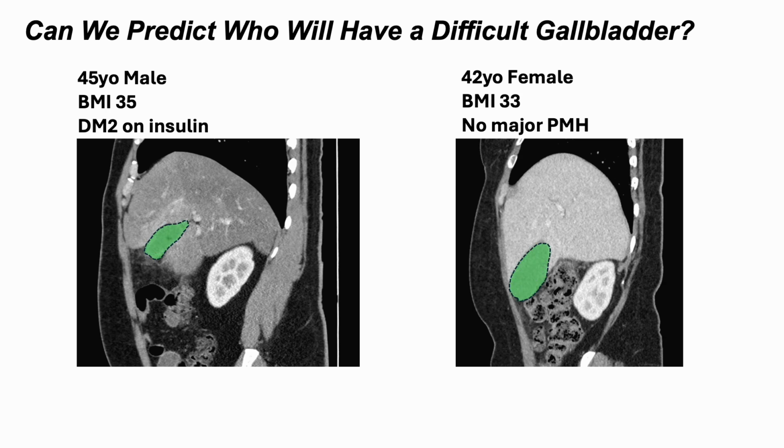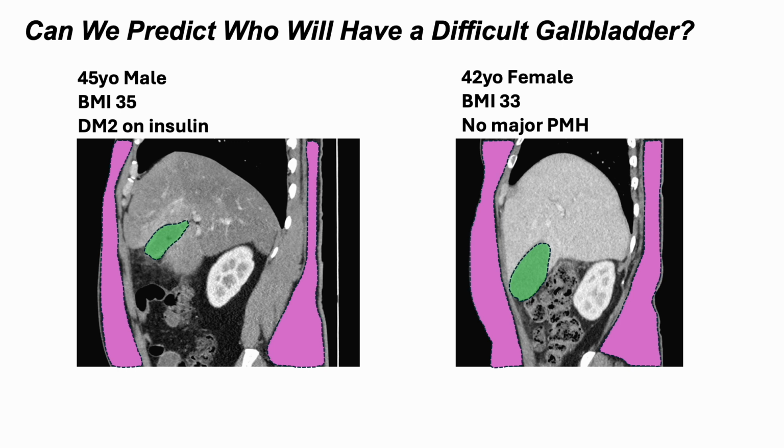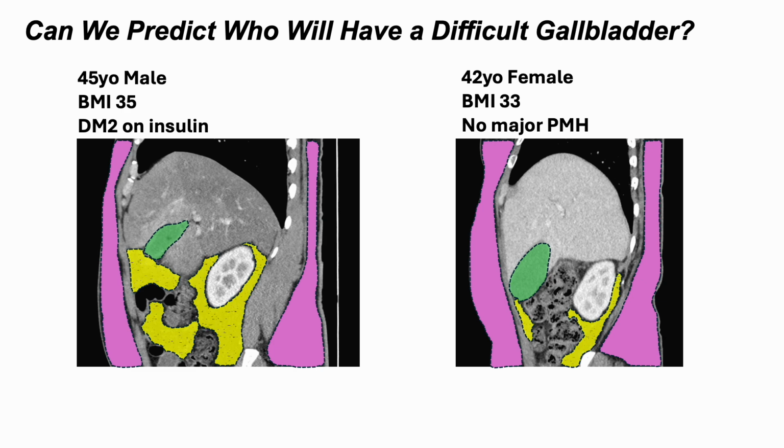The gallbladders are highlighted in green. The subcutaneous fat for each patient is highlighted in purple, and you can see that on a relative basis, the female patient has more subcutaneous adipose. Now let's point out the visceral fat in yellow, and you can see here that the male has significantly more visceral fat. Now, when we look at the fundus for each gallbladder, we can see that the male patient with increased visceral fat has shielded the gallbladder from touching the parietal peritoneum.